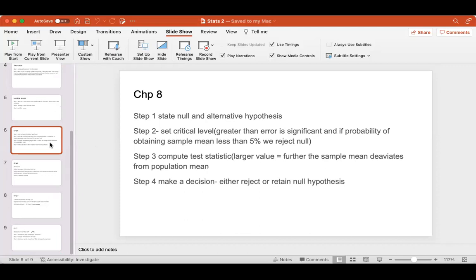Chapter 8. Step 1, state the null and alternative hypothesis. Step 2, set the critical level; if the probability of obtaining the sample mean is less than 5%, we reject the null. Step 3, compute the test statistic. A larger value means the sample mean deviates further from the population mean. Step 4, make a decision, either reject or retain the null hypothesis.